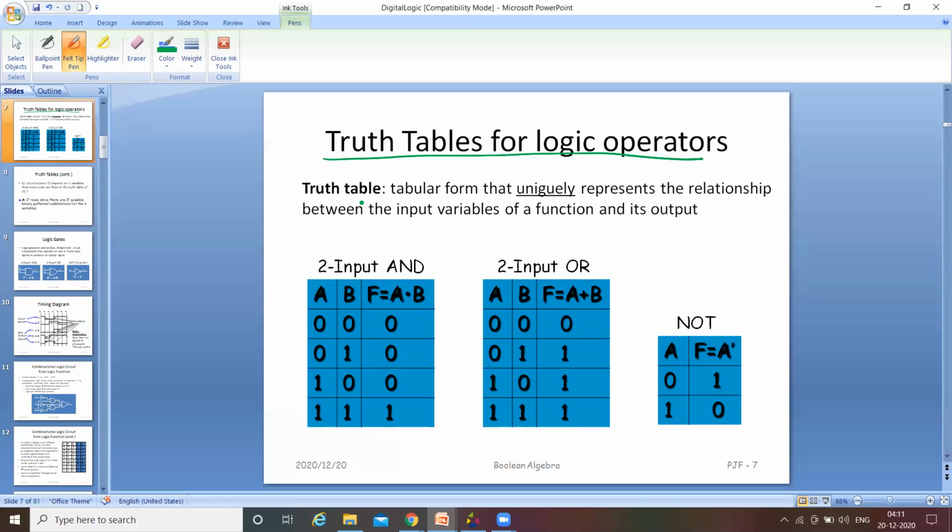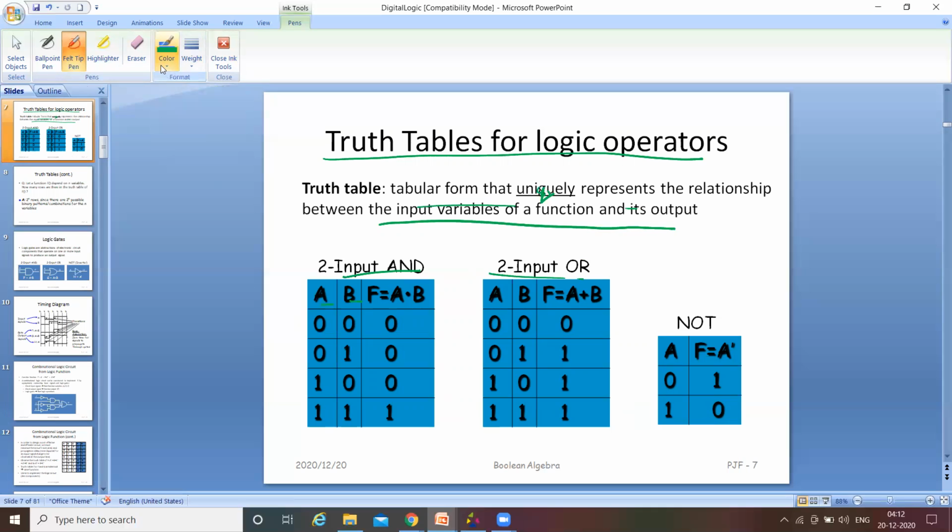Next one is the truth table for logic operators. A truth table is a tabular form that uniquely represents the relationship between the input variables of a function and its output. See here, a two input AND gate and a two input OR gate. A and B are the inputs.